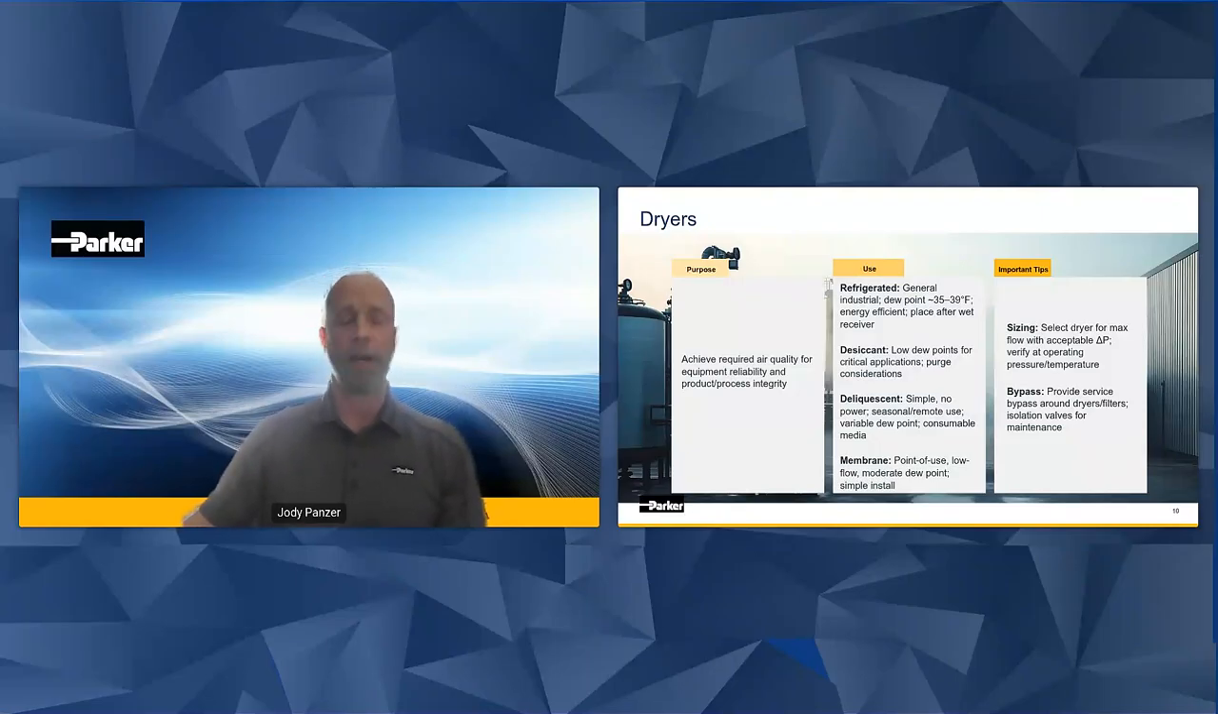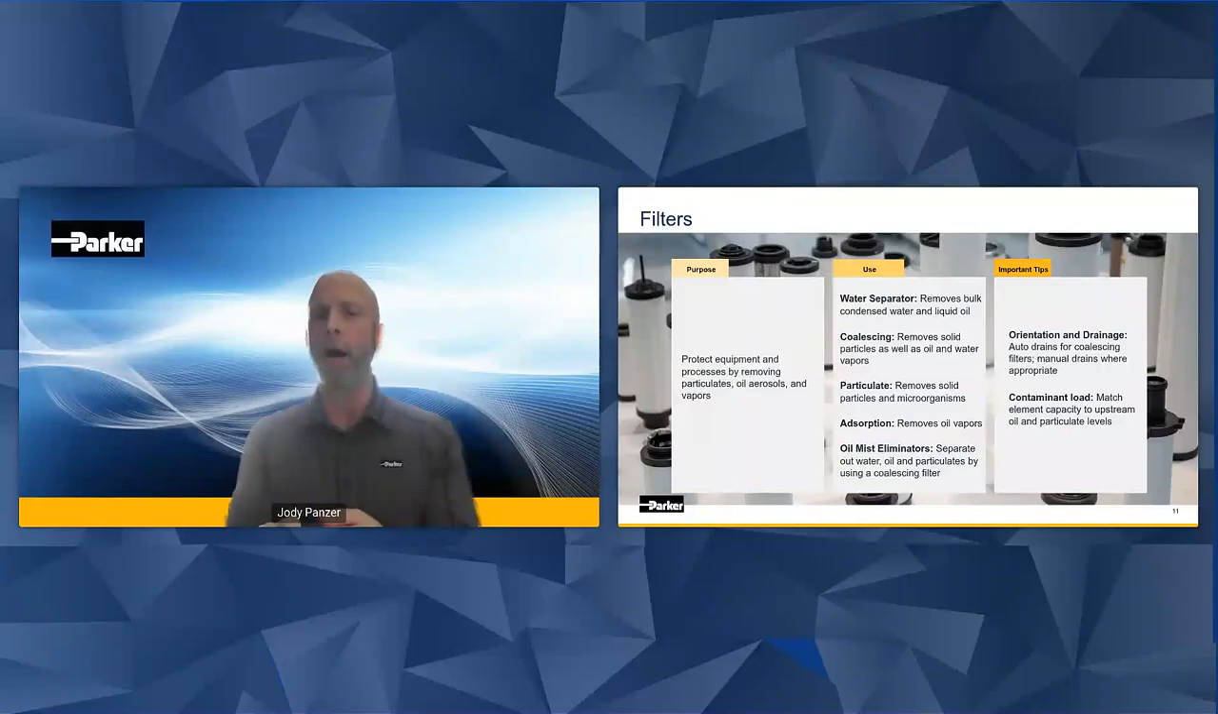Then we have a deliquescent dryer. That's going to use salt tablets, similar to desiccants that use a silica gel. When they're saturated, they need to be changed out as well. Then a good point of use option, with very low flow but moderate dew point, is a membrane dryer. Very good for point of use. Note to size the piping in the compressor room to the manufacturer's parameters. We don't want to be squeezing, causing any unwanted pressure drop in our compressor room.